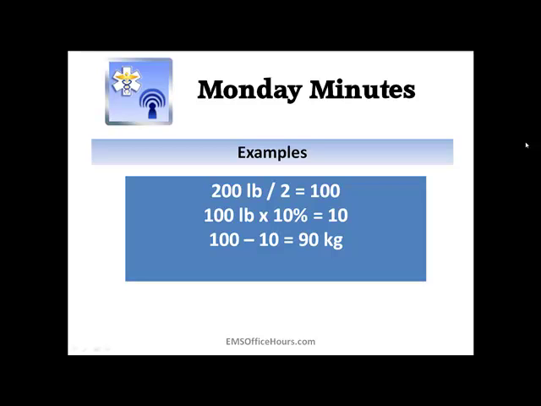Here are some examples of that. Again, you're going to see here this is pretty much the same formula that we used before, getting the same result. And here's just one more real quick for you as well.